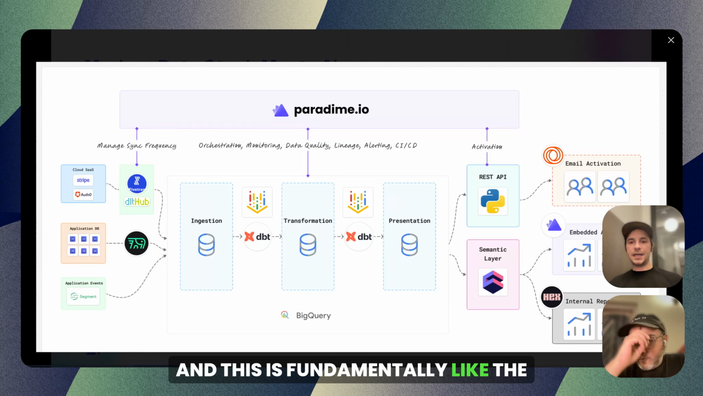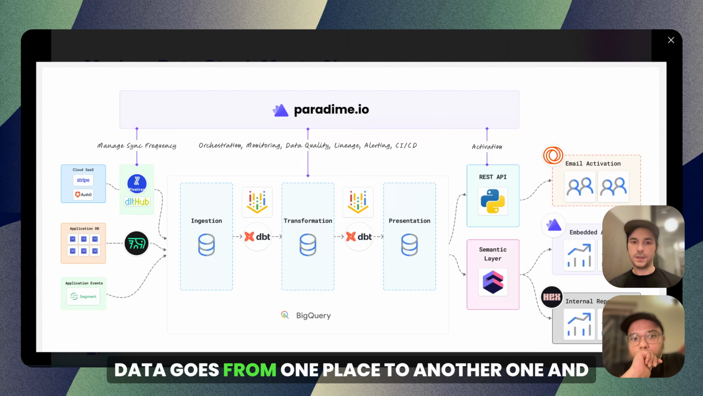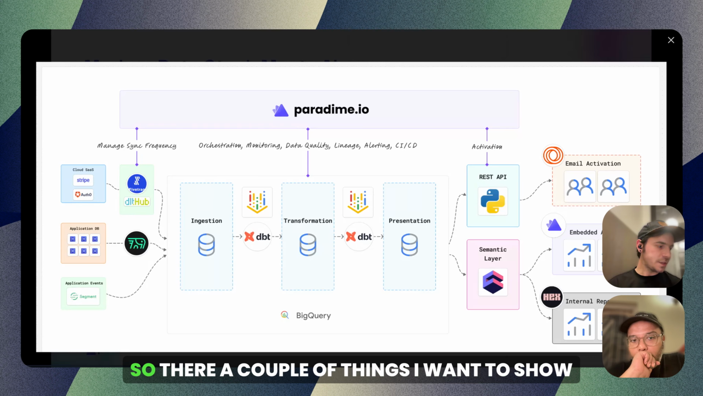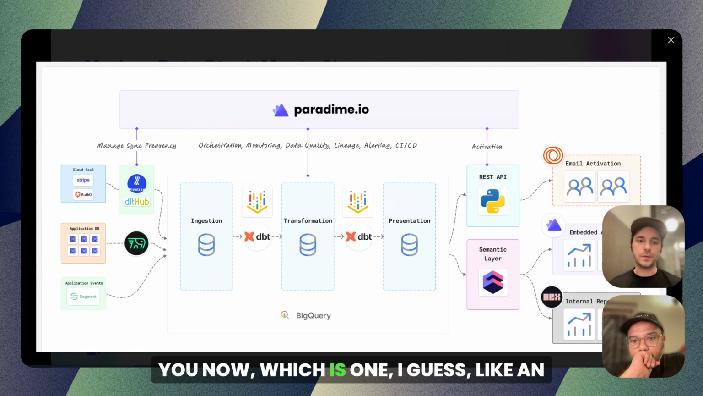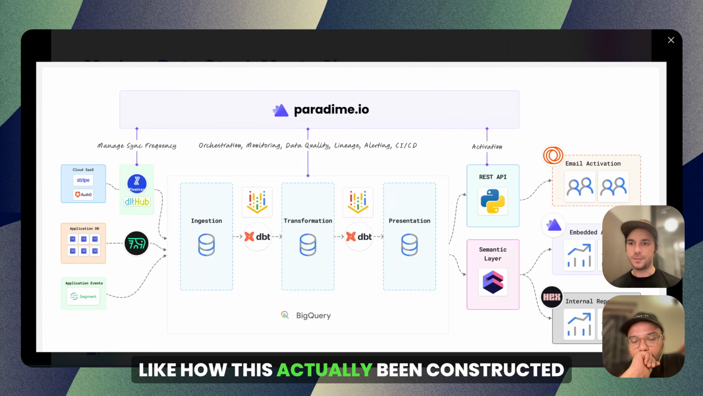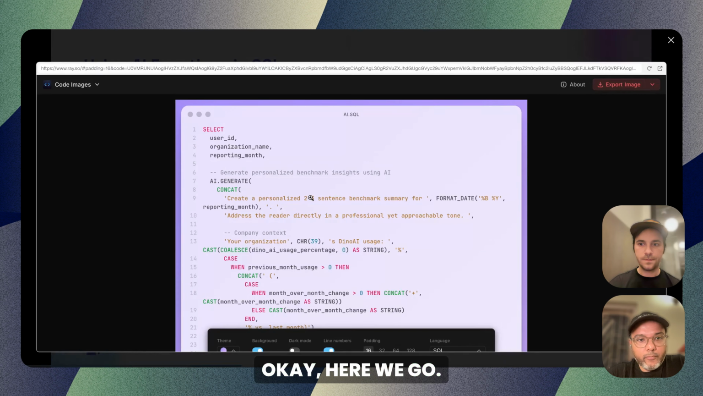And this is fundamentally the end-to-end lineage, if you like, of how the data goes from one place to another and how we power those experiences. There are a couple of things I want to show you now, which is, first, an example of what this AI SQL looks like, and how it's actually been constructed. So let me switch to the other slide here. Okay, here we go. Cool, awesome.